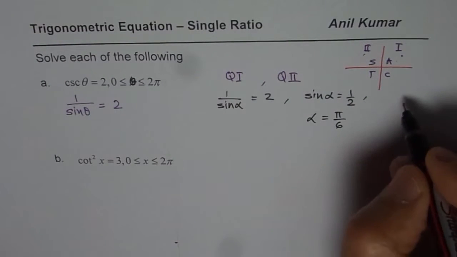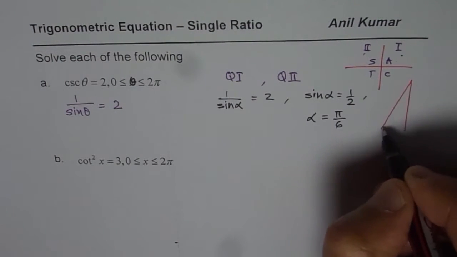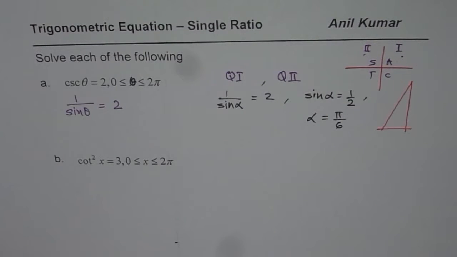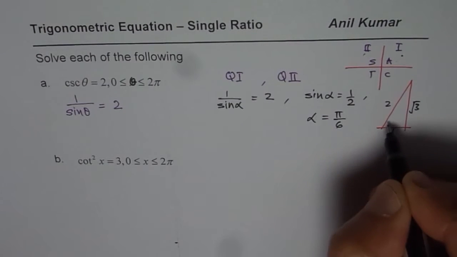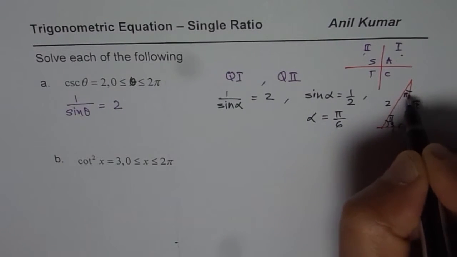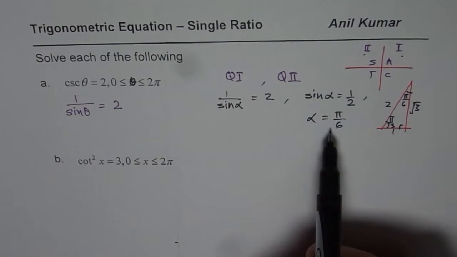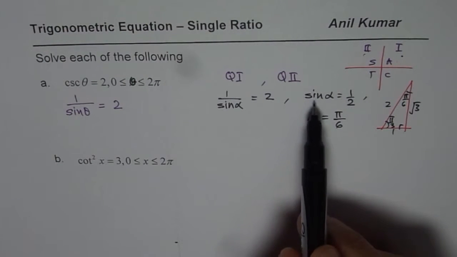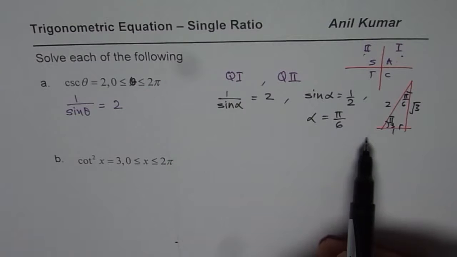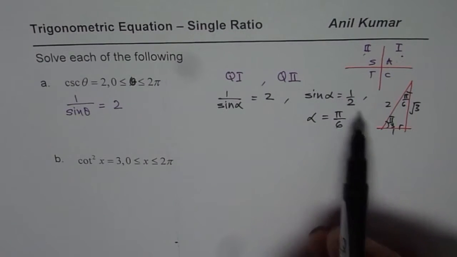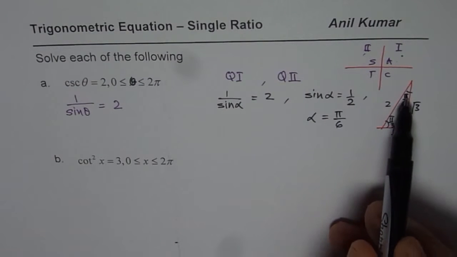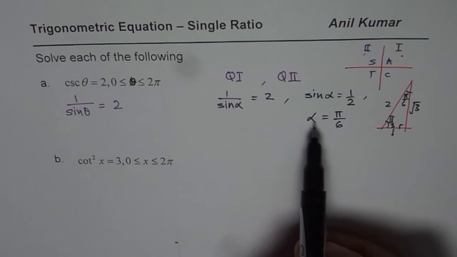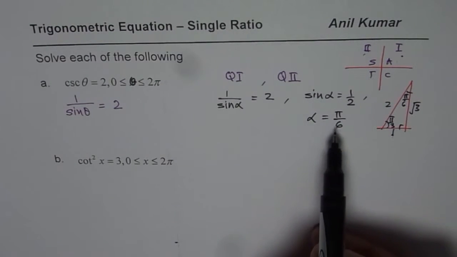You can use your calculator or special triangles. Let me sketch this special triangle also, which can help you get this answer. You know this special triangle: pi by 3, pi by 6, pi by 2, correct? Either way, you get alpha. Sine is opposite over hypotenuse. You need half. The opposite side of 1 is for pi by 6. So that is how you can relate. Right? So you got one of the values.